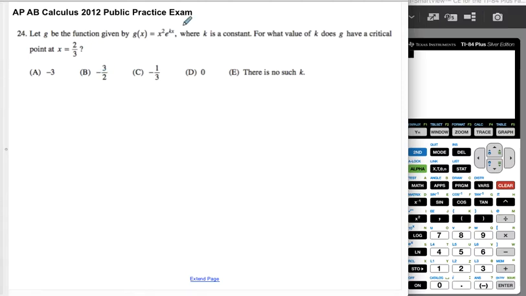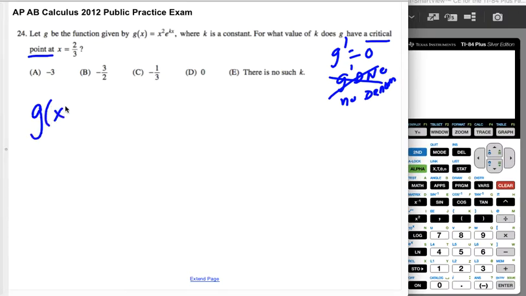Let g be the function given here, where k is constant. For what value of k does g have a critical point? A critical point means g prime is 0 or g prime does not exist. But there's no denominator here, so I don't have to worry about the does not exist. So basically, my job is to find g prime and then set it equal to 0 and solve.